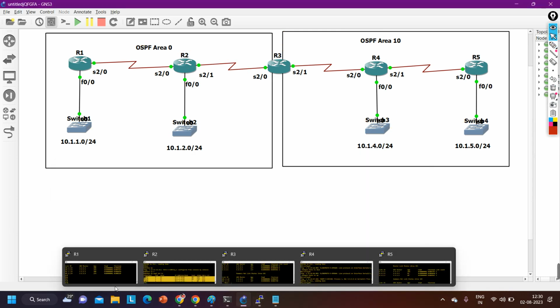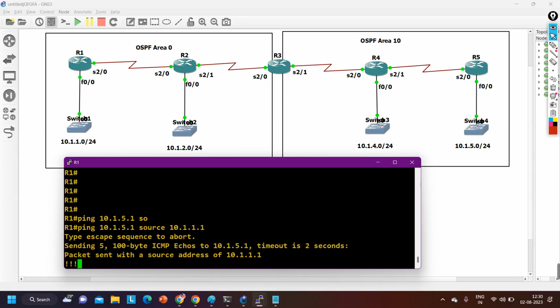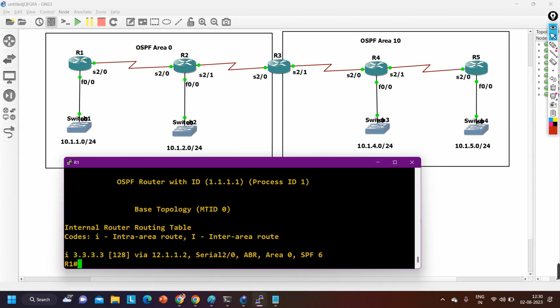And now you can see from router number 1 I can ping 10.1.5.1 with source 10.1.1.1. See, ping is working. And on router number 1 I want to check who is my ABR router, so I can run the command show ip ospf border-routers. So who is the ABR? Router 3, 3.3.3.3. And what is the cost to reach 3.3.3.3? 128. And if I want to reach the ABR, I can reach it through this IP address 12.1.1.2. Done.